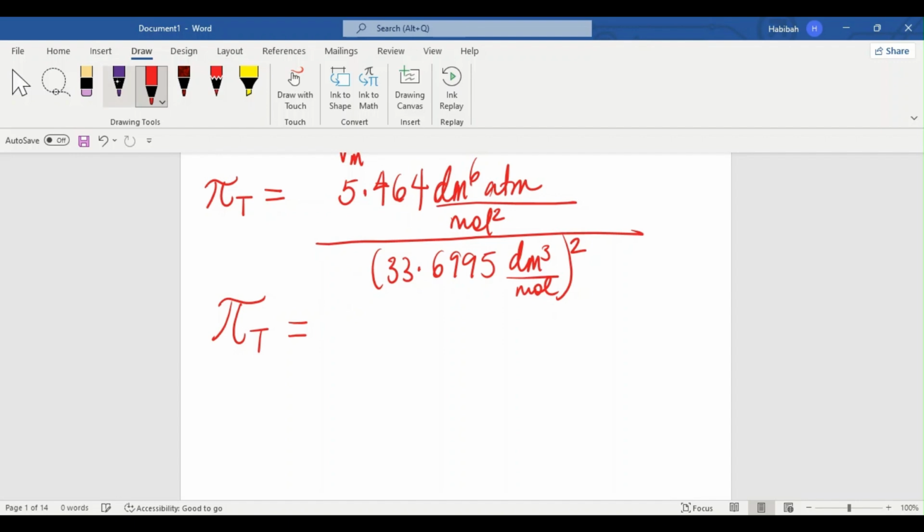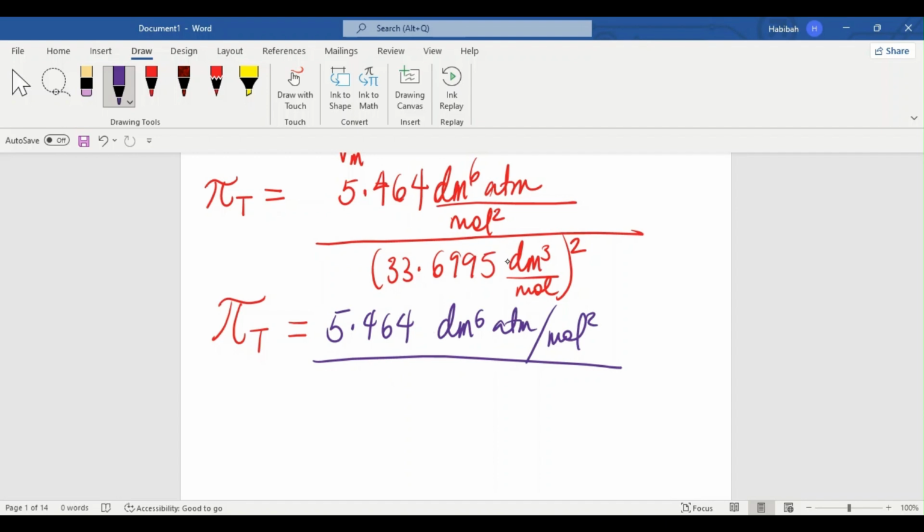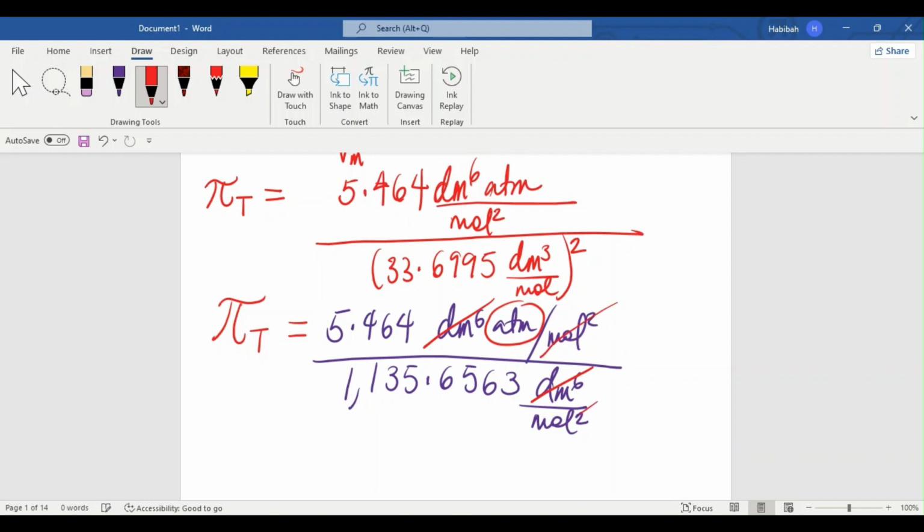So we have 5.464 dm6 atm divided by mole squared, divided by 33.6995 dm cubed divided by mole, all squared, is going to give you 1135.6563 dm6 divided by mole squared. So basically that square was there for us in order to properly cancel out the units and retain the unit of pressure, since we're just determining internal pressure. So dm6 cancels out, mole squares cancel out.